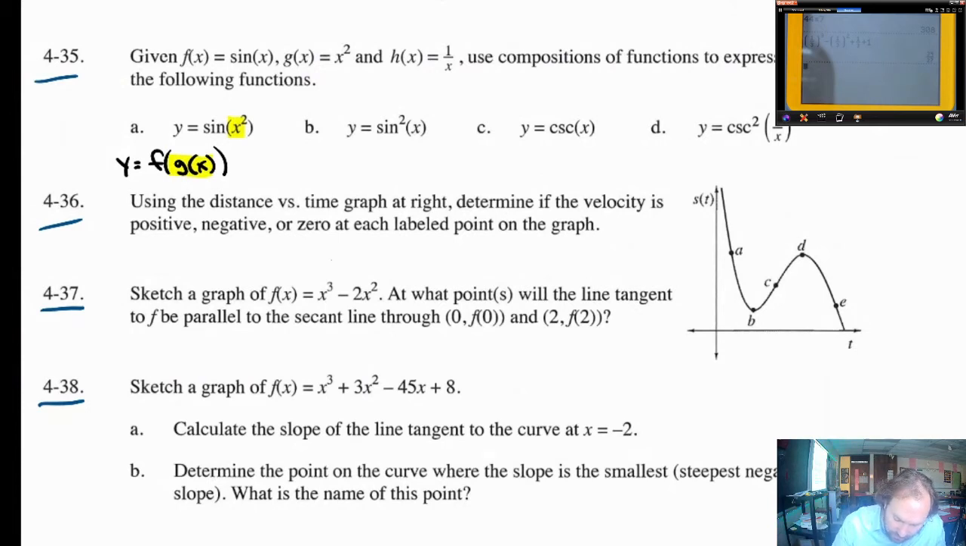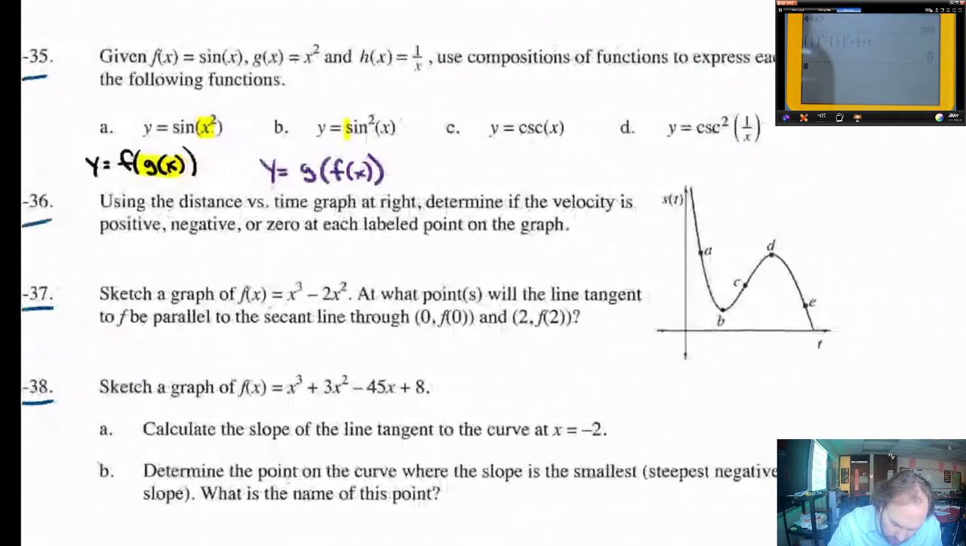Here, the question B would be the opposite of that. Question B is going to be g of f of x. I've never liked this notation, but this is the sine of x, which is being squared. So this takes the sine of x and plugs it into x squared and squares it. Question C, cosecant of x, you might want to remember that's 1 over the sine. So this would be 1 over the sine of x. So that would be h of f of x.